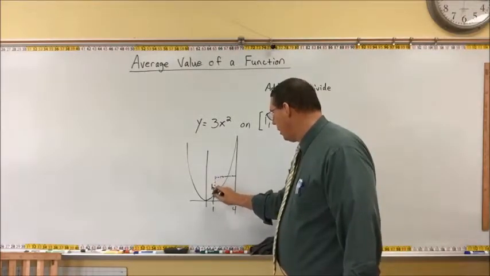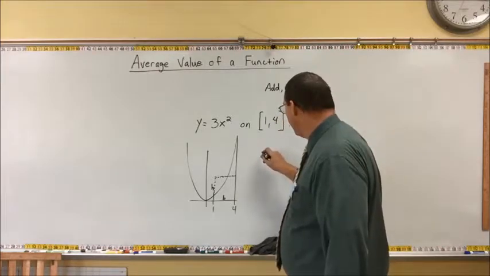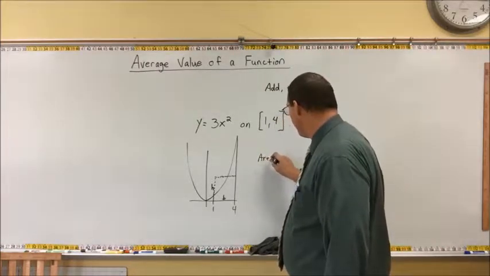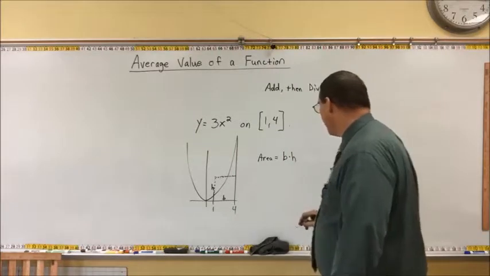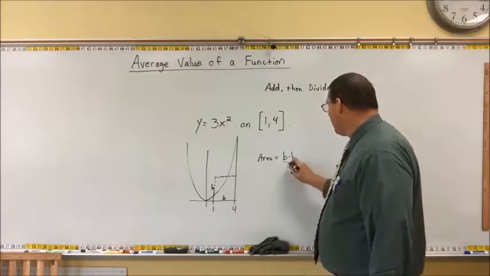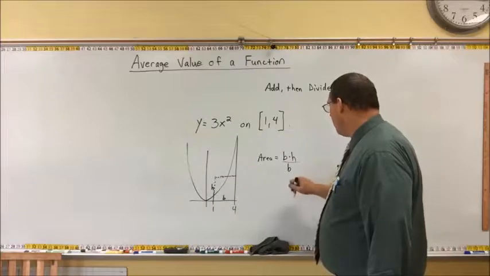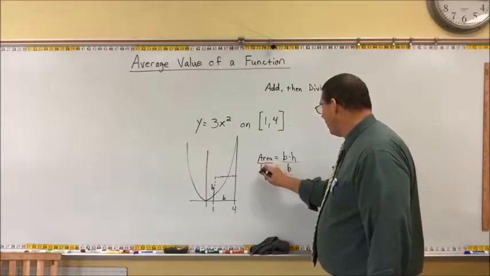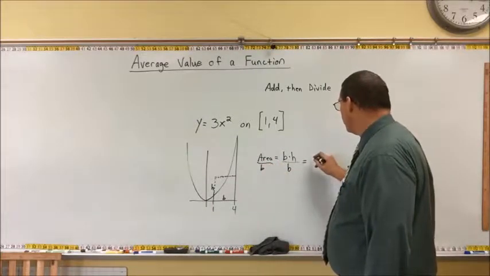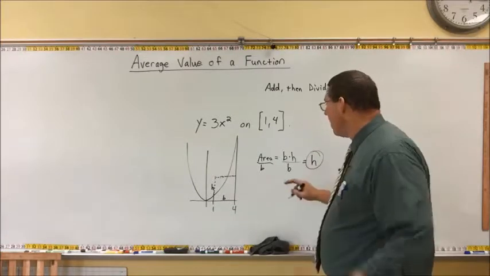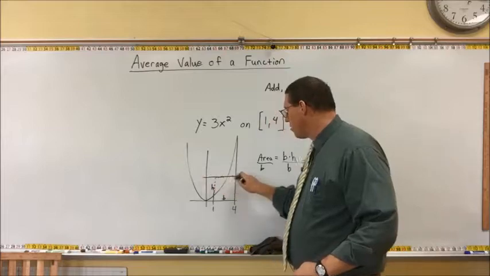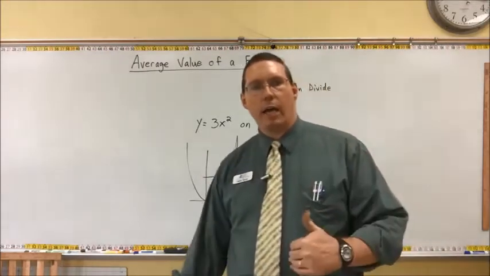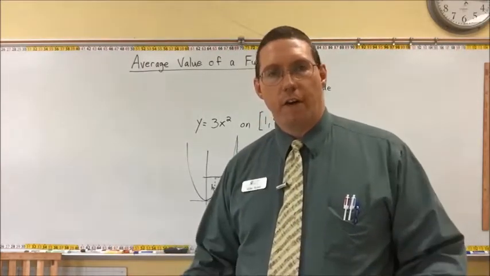We have the base and the height, and if we have this area, which is base times height, and we divide it by the base, what we basically get is just the height. And the height of this rectangle represents the average height of the overall function.